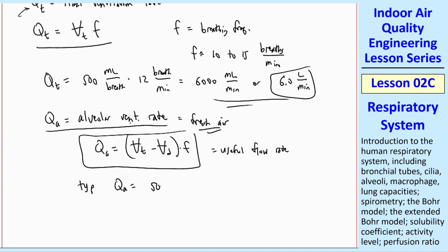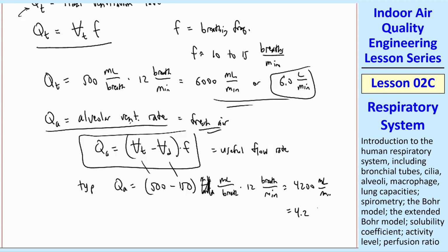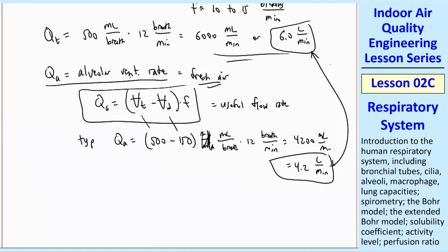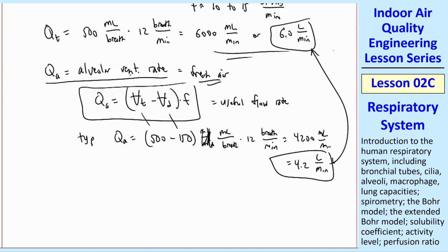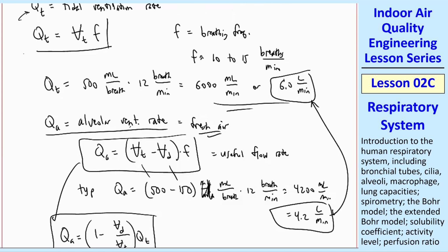Typically, this would be 500, and then 150 as your dead space, milliliters per breath, times 12 breaths per minute, which is about 4,200 milliliters per minute, or 4.2 liters per minute. So you compare these two, and you see that the useful amount of air getting into your lungs is significantly smaller than what you're actually breathing in because of the anatomic dead space. You can also rewrite this as QA equals (1 minus VD over VT) multiplied by QT. If you just combine these equations, do a little bit of math.